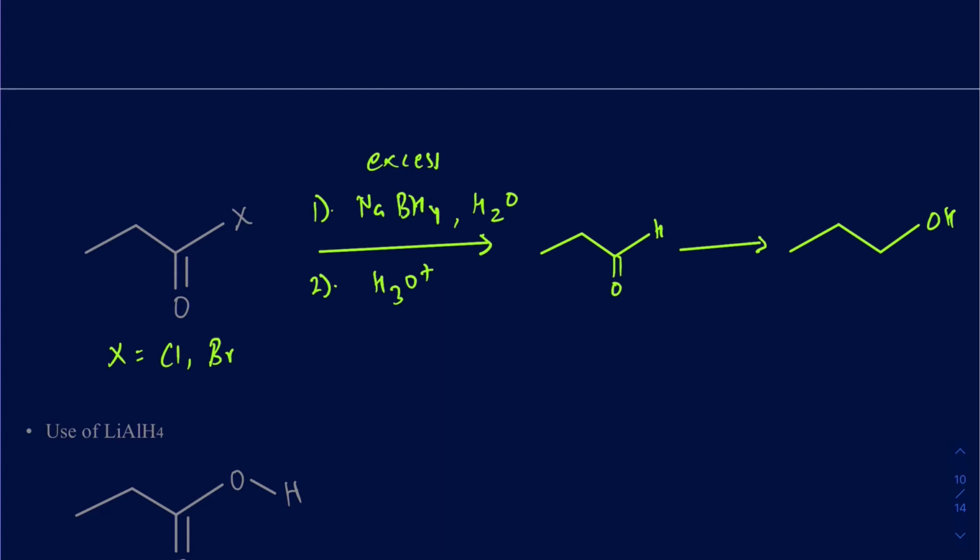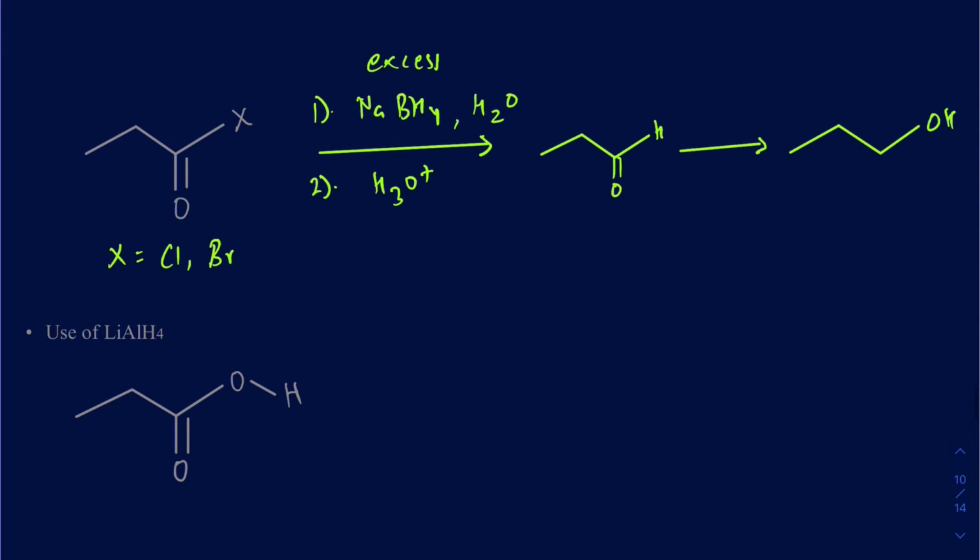So this does require an excess of NaBH4, at least 2 equivalents of NaBH4, and the same can be said about the LiAlH4. So if you're using acid halides, then you want to use excess LiAlH4. It does make the aldehyde, and then eventually gets to the alcohols.